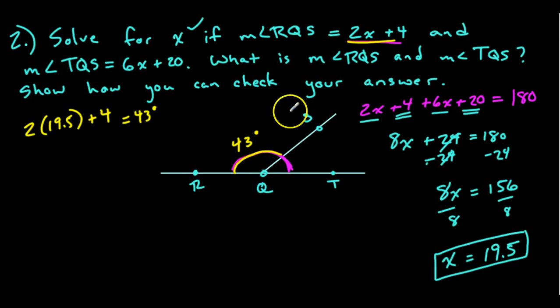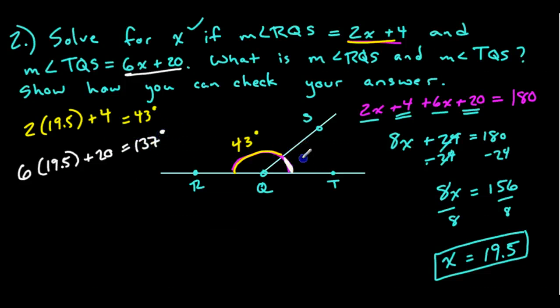All right, and the next one we have to find is TQS, which is that white angle right there, and that's 6x plus 20. So 6 times x, which is 19.5, plus 20, it's going to give us 137 degrees.